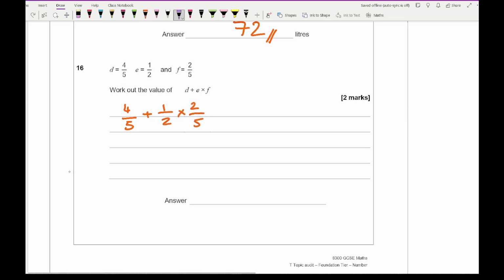Now using BIDMAS, I need to do this bit first. So here 1/2 times 2/5, well I just multiply the numerators together, so that gets me 2. Multiply the denominators together, that gives me 10. So then what I'm working out is 4/5 plus 2/10. So again I need a common denominator, so I multiply the first fraction by 2, so that gives me 8/10 plus 2/10, which equals 10/10, which equals 1. So there is my final answer.